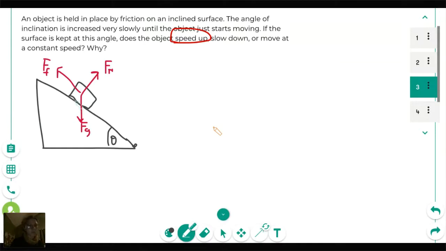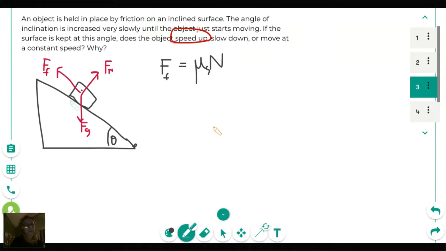So while the block is just sitting on the ramp before it starts moving, this friction right here is static friction, right? And so if we think about F equals mu N, then this mu is going to be mu s, the coefficient of static friction. And that is a certain number, a property of whatever the box and the ramp are made of.